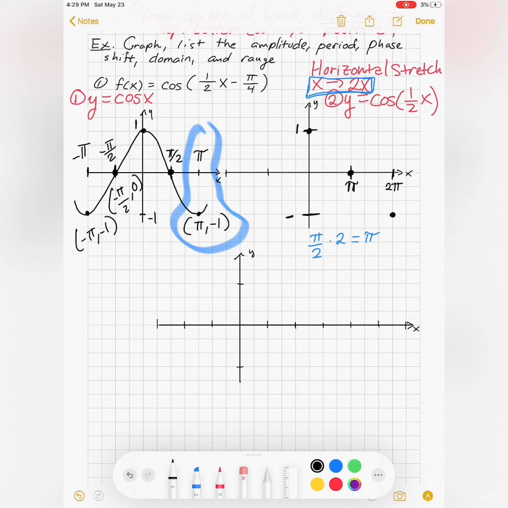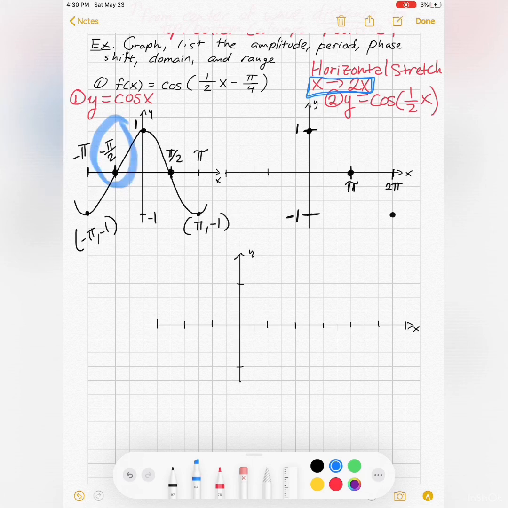Okay, so I'm carefully labeling my x and y scale. Let me look on the left side over here. This negative pi halves, I'm going to multiply by 2. It'll be at negative pi, 0. And negative 2 pi, negative 1.